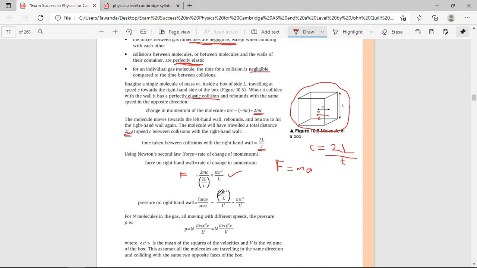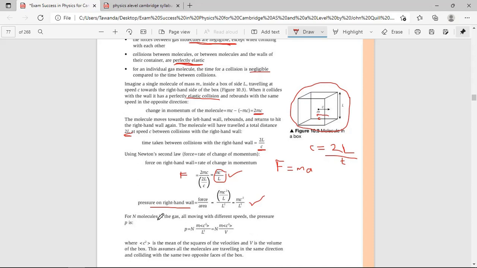So what would be the pressure being experienced on this face? We are now asking what is the pressure on the right hand wall. Pressure is force over area. So our force is this one. We are going to substitute it here and divide by the area of that face, that is length times length, L squared. So our pressure will be mc squared over L cubed. That will be our pressure, right?